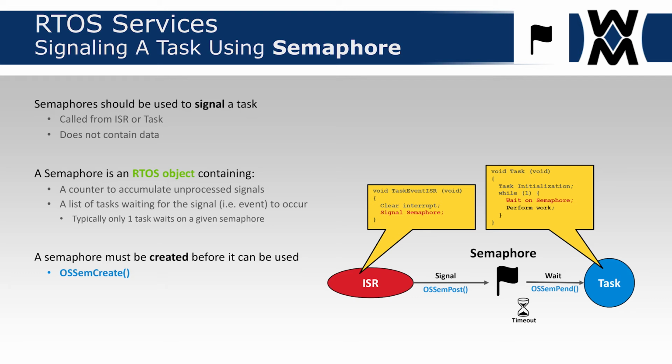Now, another service provided by the kernel is a semaphore, and semaphores are mostly used as a signal. So an ISR or a task could send a signal just saying, by the way, the event that you're waiting for just occurred, and then the RTOS gets to schedule the task. If it's the more important task, it will get to run. So the whole purpose of that signal is just a signal.